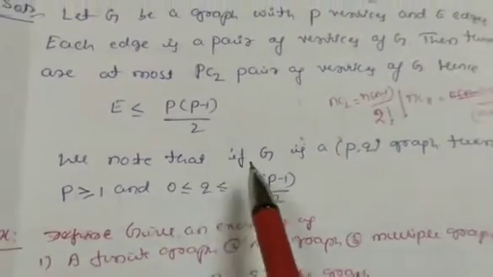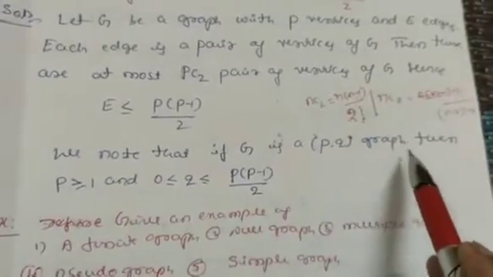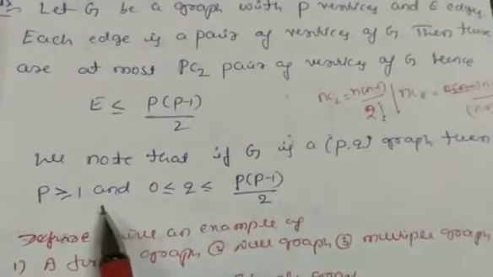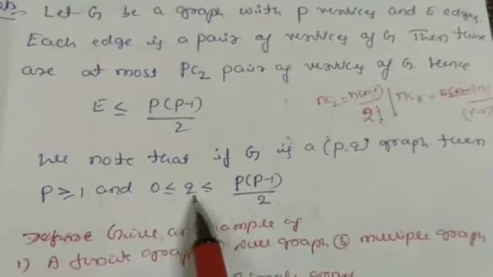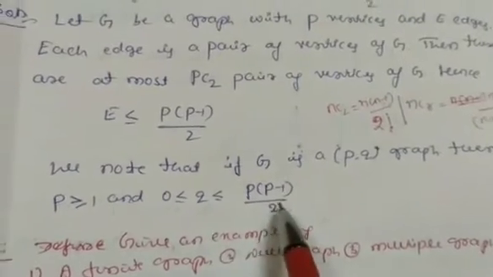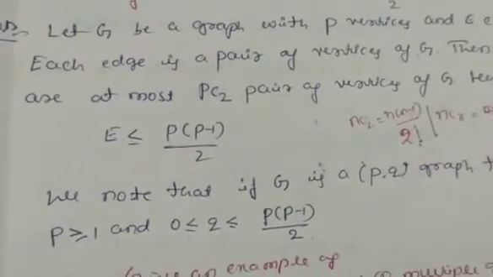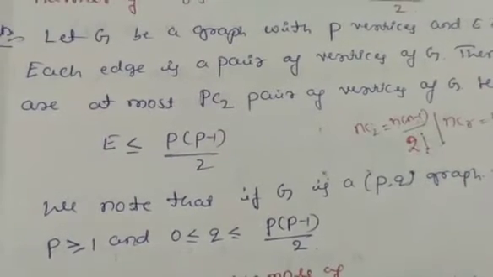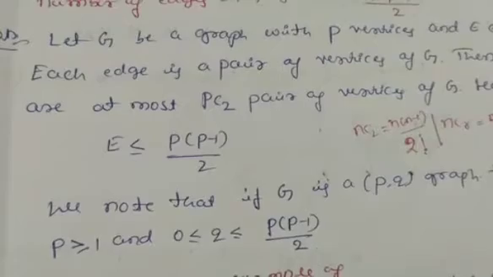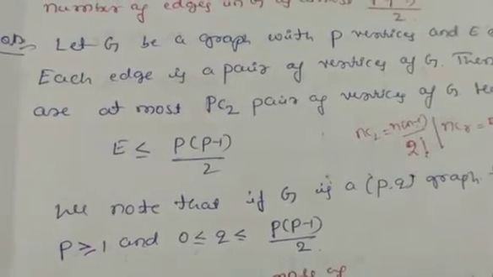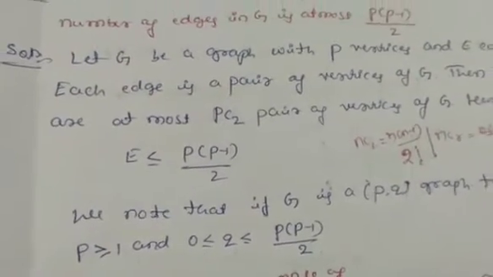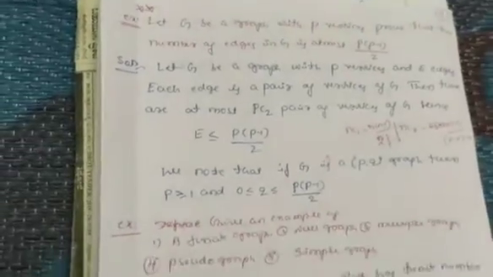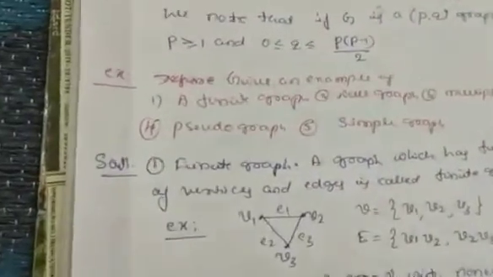So we note that if G is a (p, q) graph, then p is greater than or equal to 1 and q is greater than or equal to 0, and q is less than or equal to p into p minus 1 by 2. It means in any graph with p vertices, the maximum number of edges is p into p minus 1 divided by 2. I can explain this with an example here.